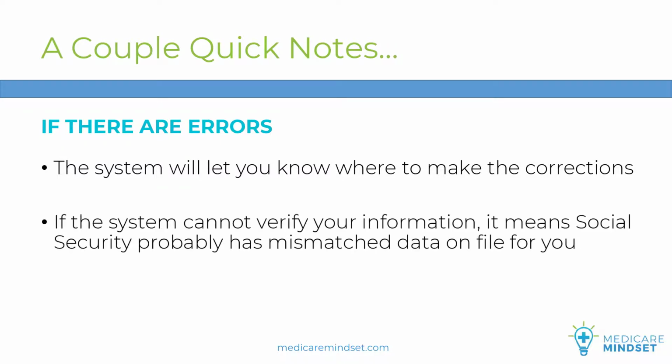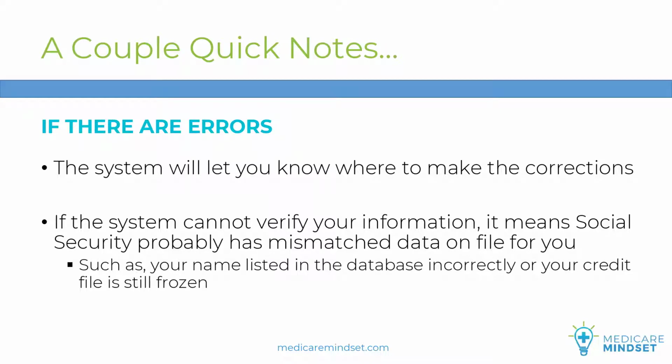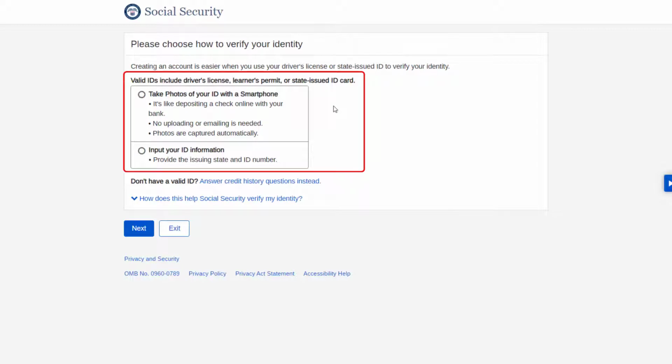If it's a generic error that it can't verify your information, that means Social Security probably has mismatched data on file for you, like how your name is listed in their database, or you didn't unfreeze your credit file before you started. If all is good, you'll be taken to the next page where you're given the opportunity to provide your driver's license number.